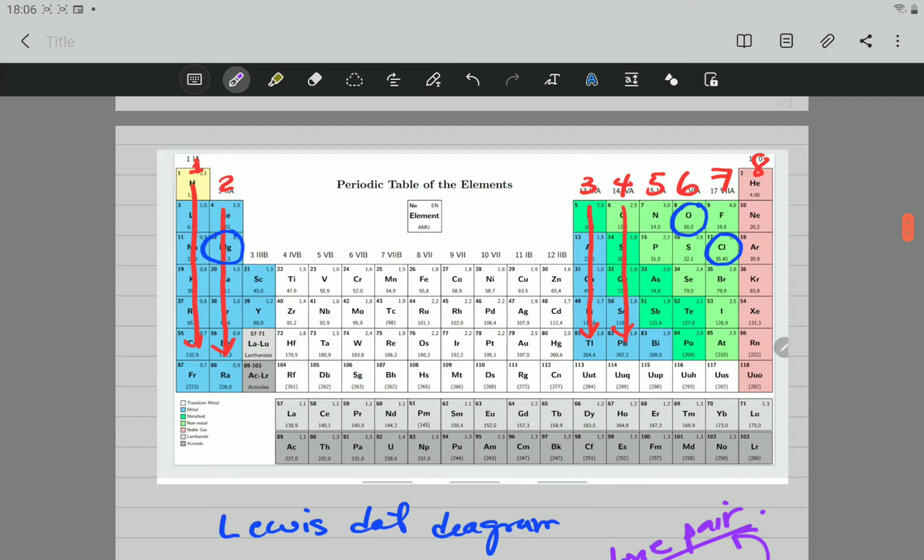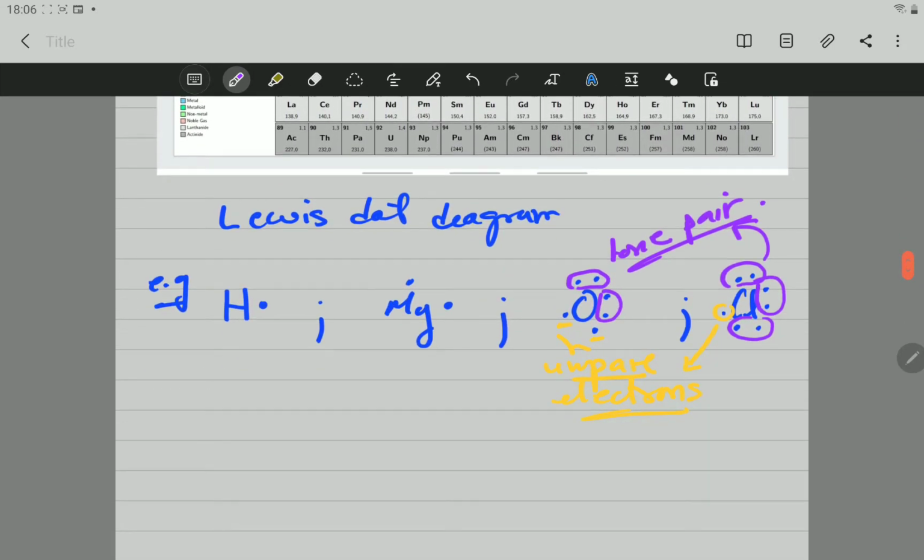Now, the periodic table can help us to identify the valence electrons of the atoms. All the atoms in group 1 will have a valence electron of 1. All atoms in group 2 will have valence electrons of 2. Group 13 will have a valence of 3. Group 14, a valence of 4. Then so on, 5, 6, 7, and 8. That will help us to find out the valence electrons for different atoms.